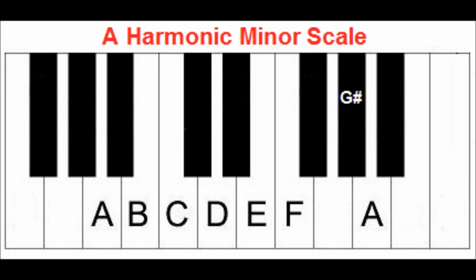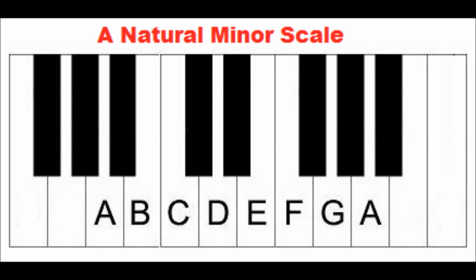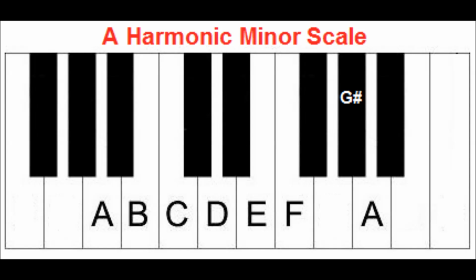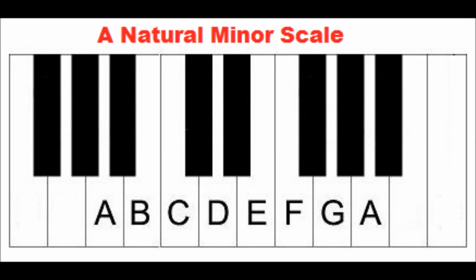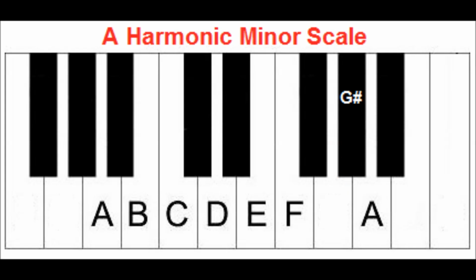While the notes of the A natural minor scale are A, B, C, D, E, F, G, A, the notes of the A harmonic minor scale are A, B, C, D, E, F, G sharp, A. To form a harmonic minor scale, the seventh note of the scale is raised by a half step. So instead of the note G, the note G sharp is played.